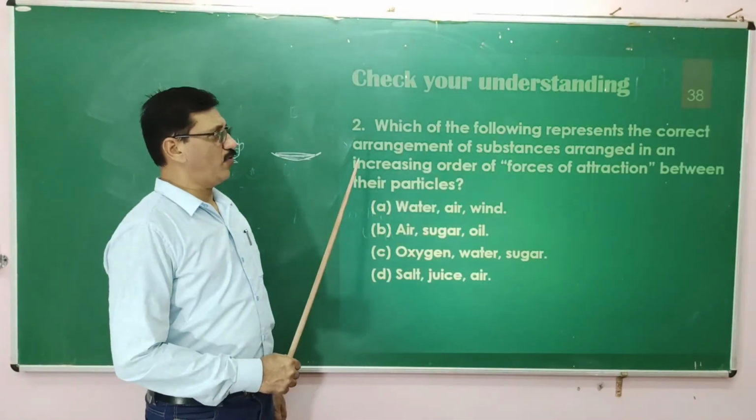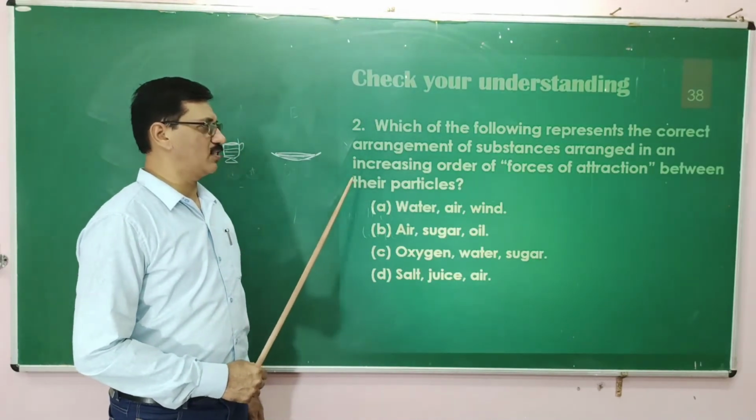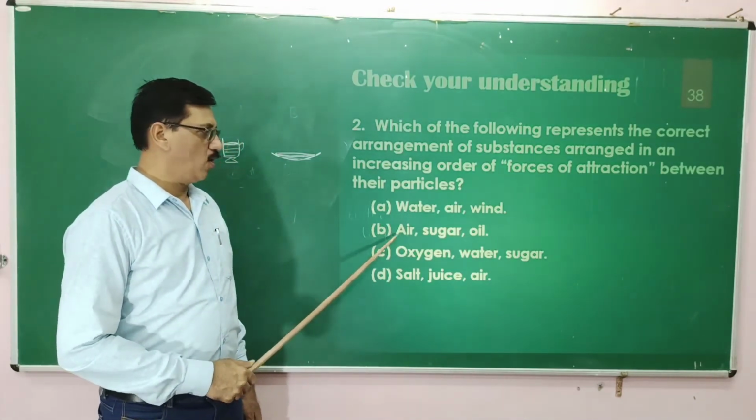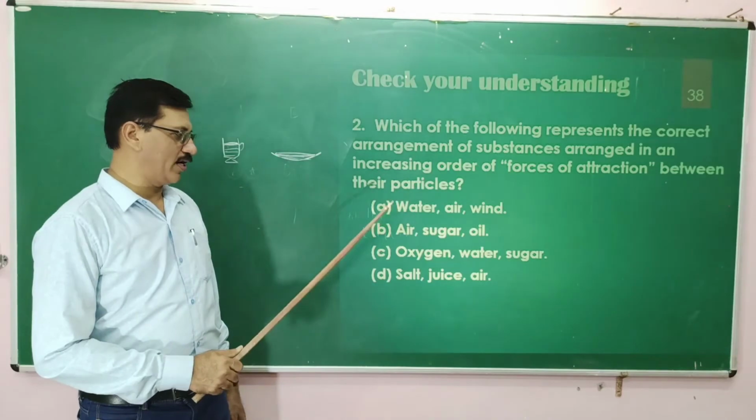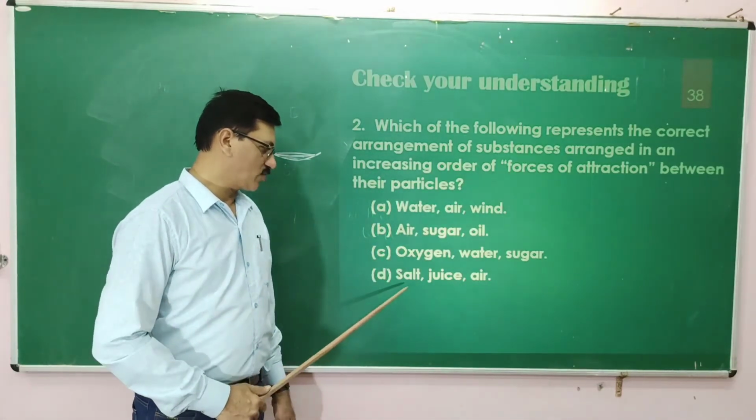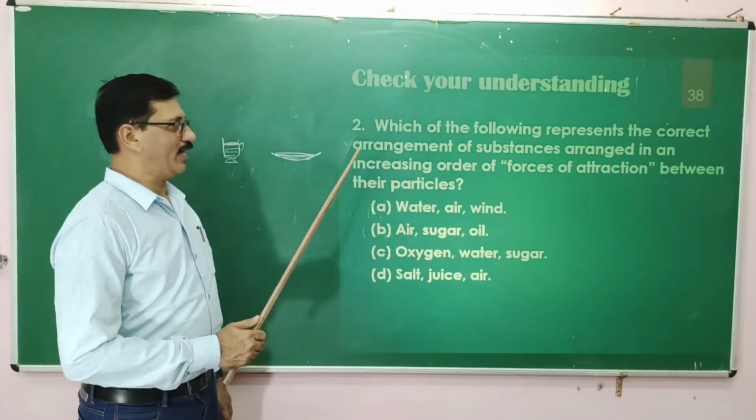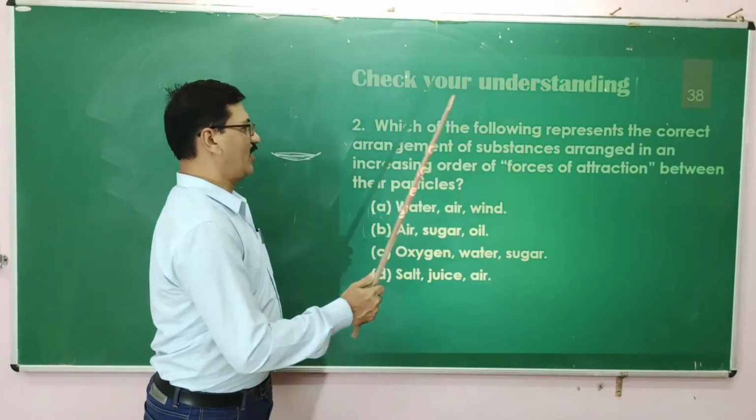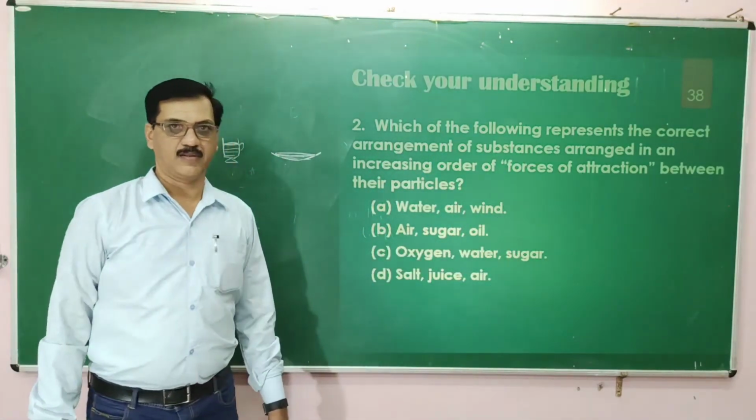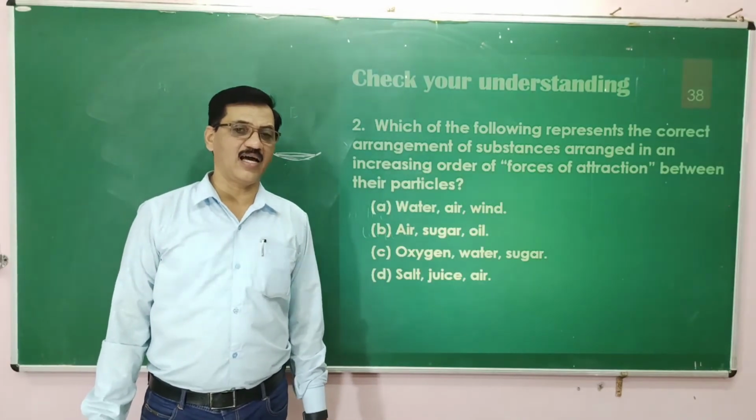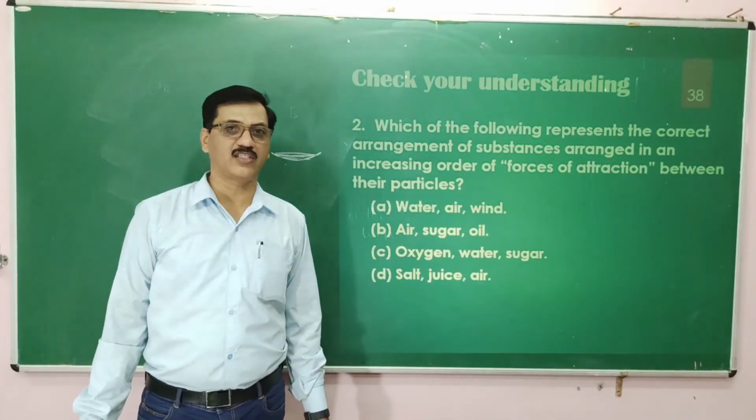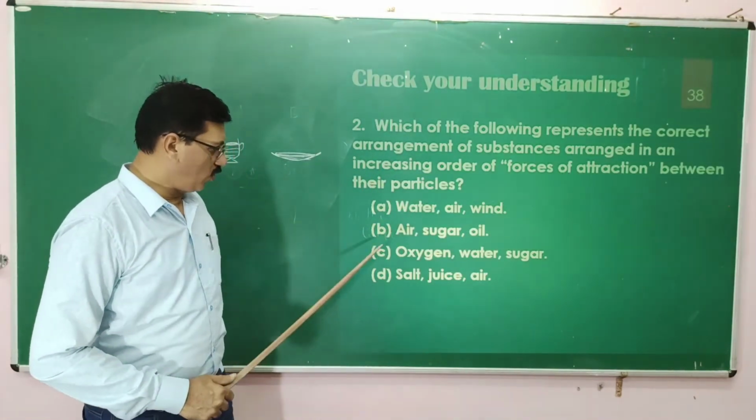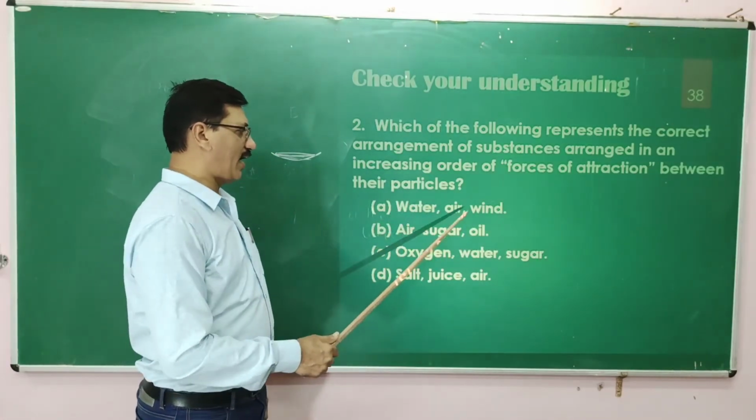Second question. Which of the following represents the correct arrangement of substances in increasing order of forces of attraction between their particles? Water, air, wind; air, sugar, oil; oxygen, water, sugar; salt, juice, air. So here look at this. You have to arrange the substances in increasing order of force of attraction. You can distinguish between solids, liquids and gases. The force of attraction is more in solids. So in this case, water, air and wind.